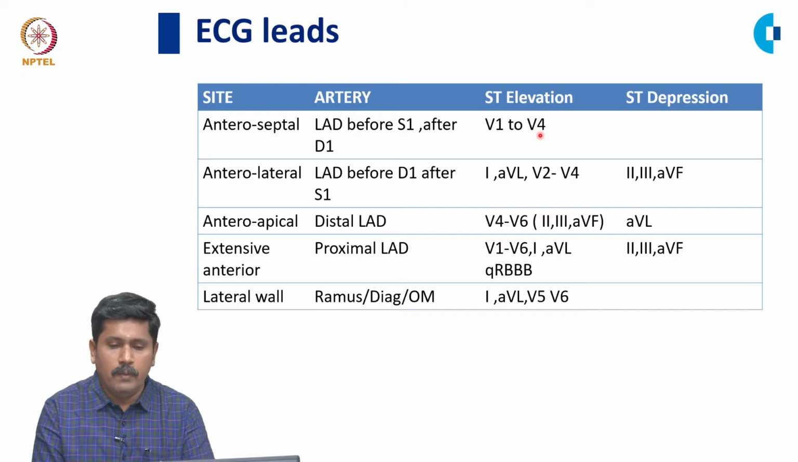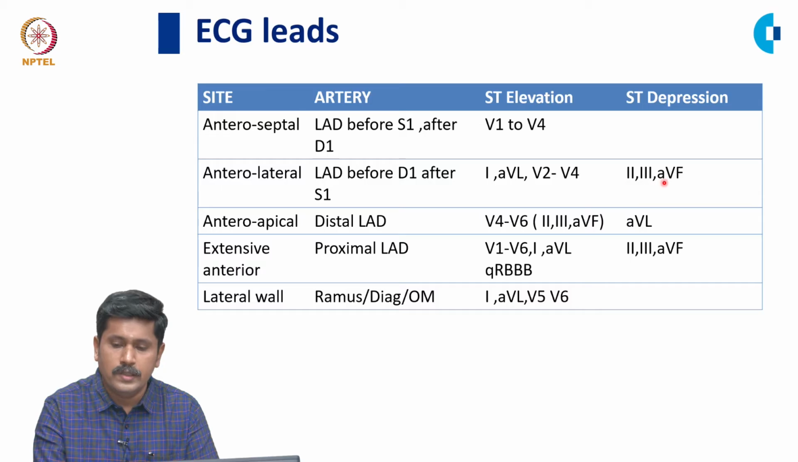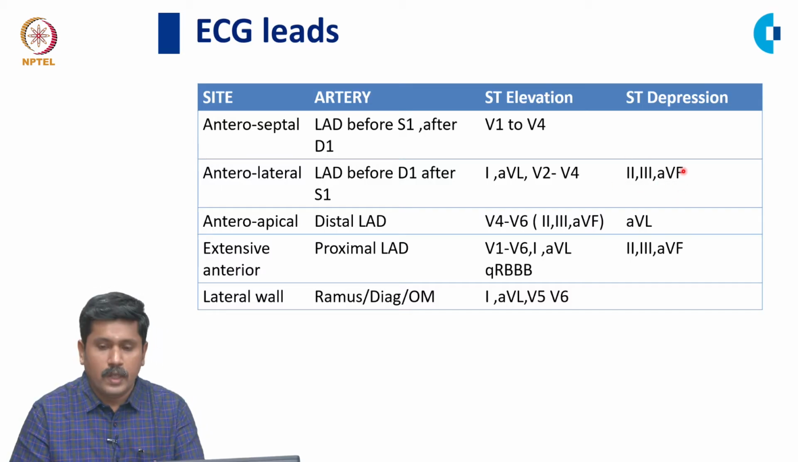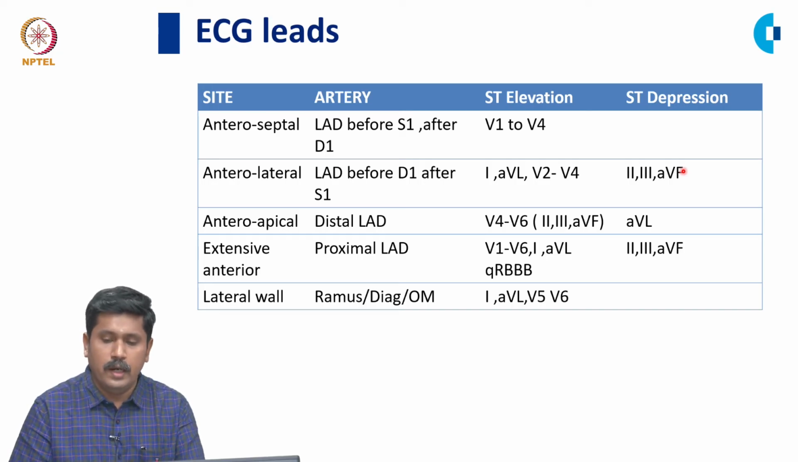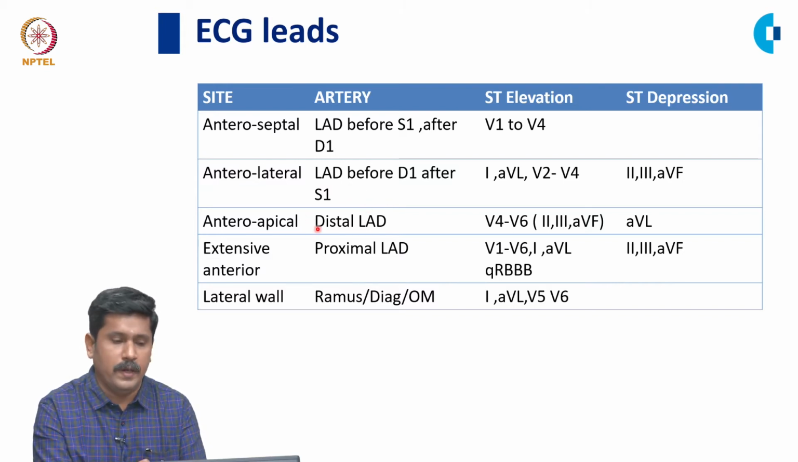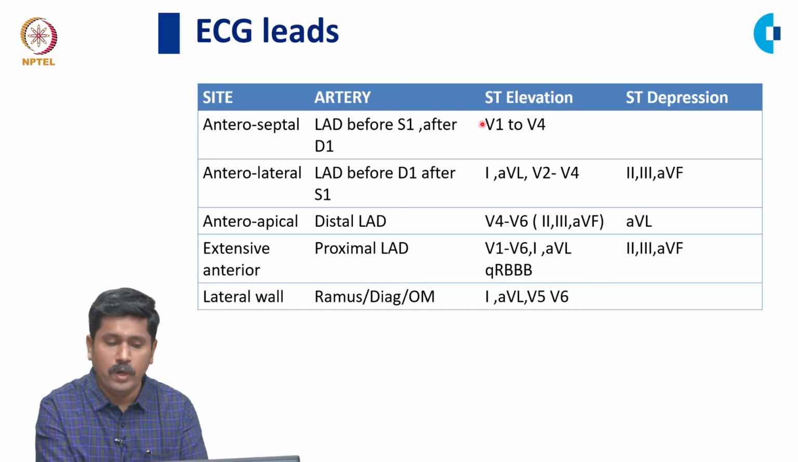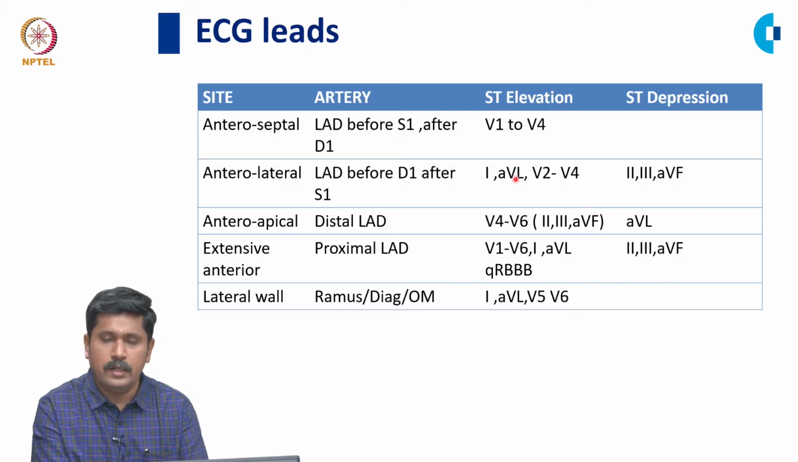An anterolateral myocardial infarction shows an ST elevation in the lateral leads, that is lead 1 and AVL, and also in the anterior leads V2 to V4. There can be a reciprocal ST segment depression in lead 2, 3 and AVF. Always look for these reciprocal changes in the ECG, which will give you a clue to the underlying lesion. So, here the lesion is in the LAD before the D1 and after the S1, that is, the septal branch is spared. Whenever there is a septal involvement, usually you see an ST elevation predominantly in V1. Whenever there is a diagonal involvement, the ST elevation is commonly seen in the lateral leads also.